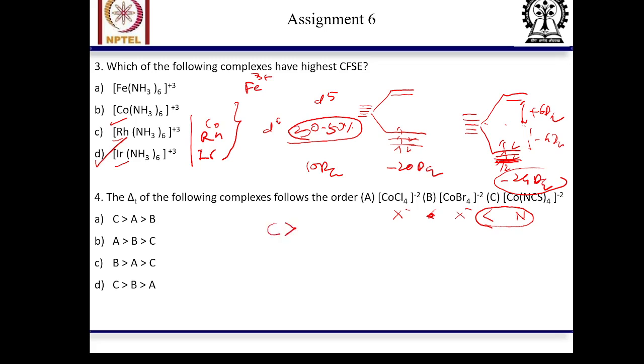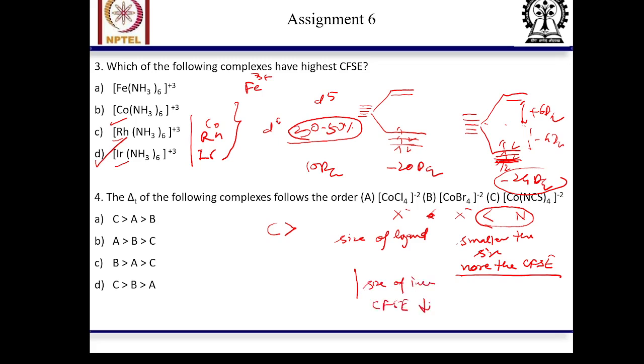Now the question comes between Cl minus and Br minus. Both are halide donors. Here the size of the ligand matters: smaller the size, more the CFSE. That is the concept here. As we go down the series, size will increase, and accordingly CFSE will decrease. So that is the concept here, and you are correct. So these are the two reasons behind the answer for 4.